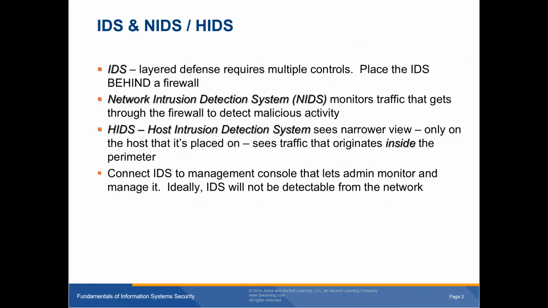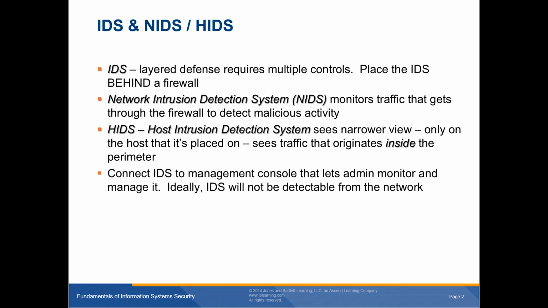First, we'll talk about intrusion detection systems, network intrusion detection systems, and host intrusion detection systems. An IDS is a layered defense that requires multiple controls. You place it behind a firewall. A network intrusion detection system, or NIDS, monitors traffic that gets through the firewall to detect malicious activity. A host intrusion detection system, or HIDS, sees a narrower view, only on the host that it's placed on. It sees traffic that originates inside the perimeter.